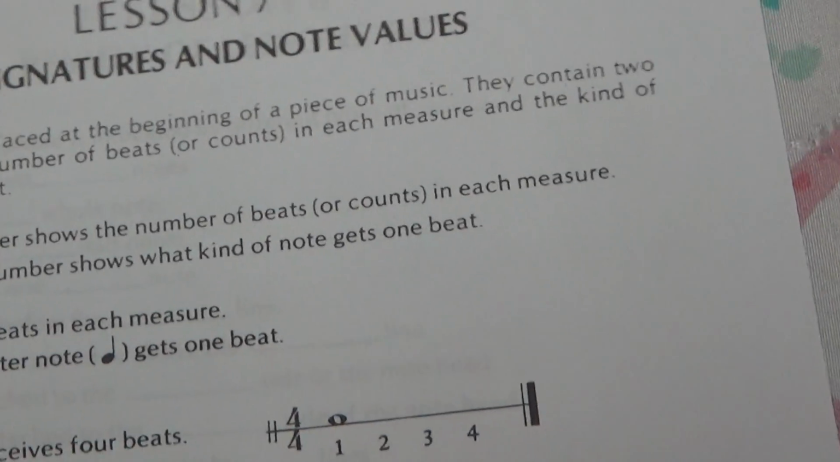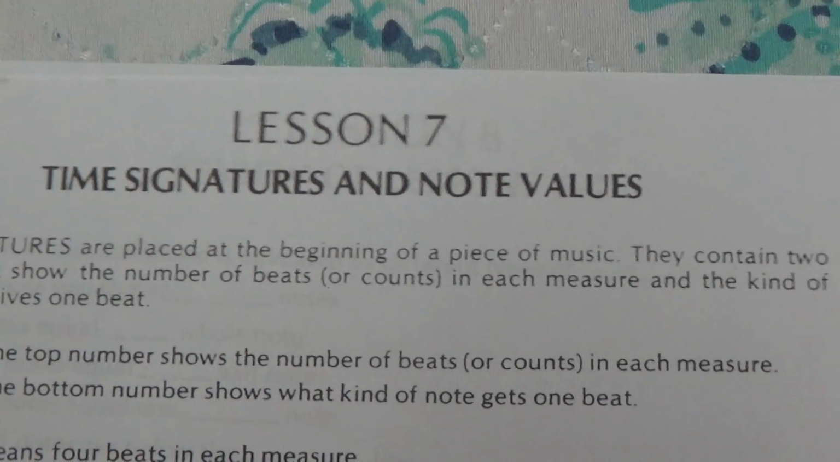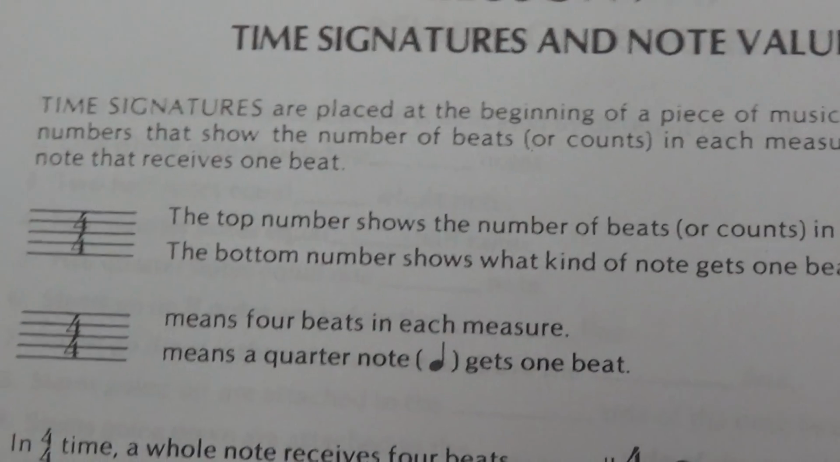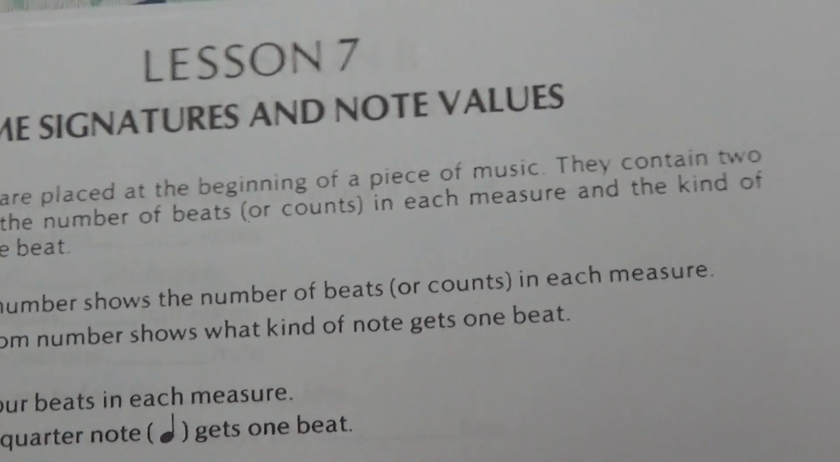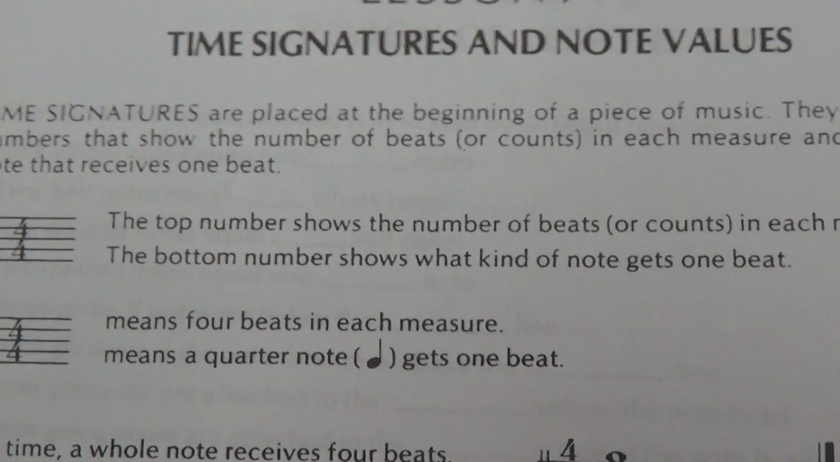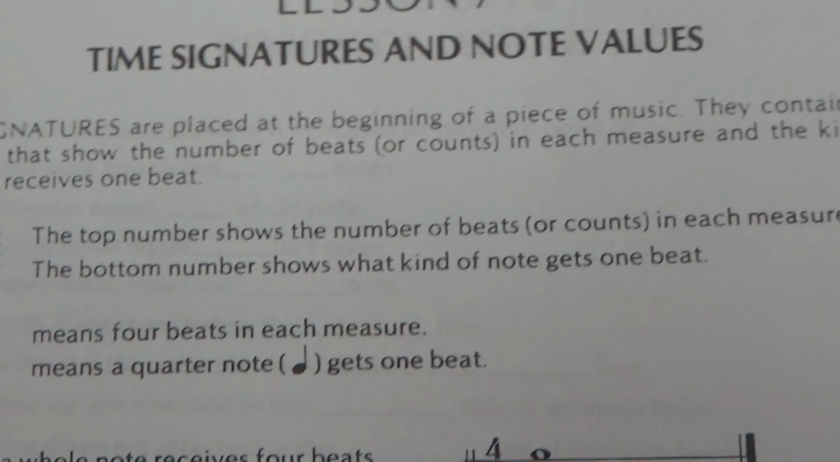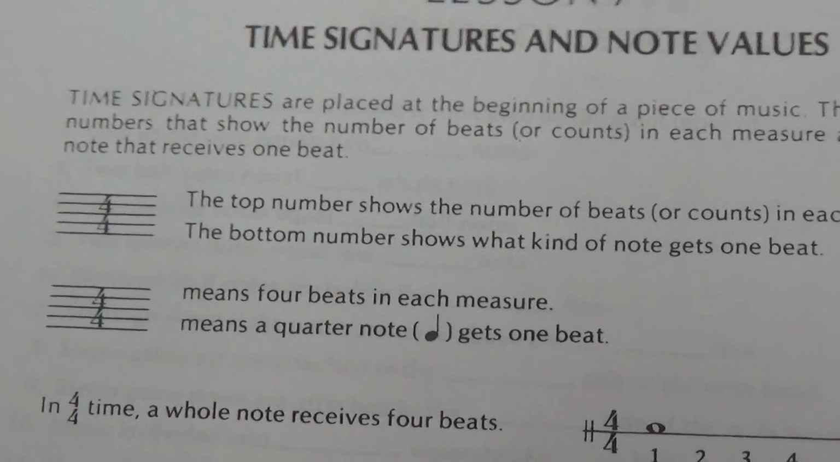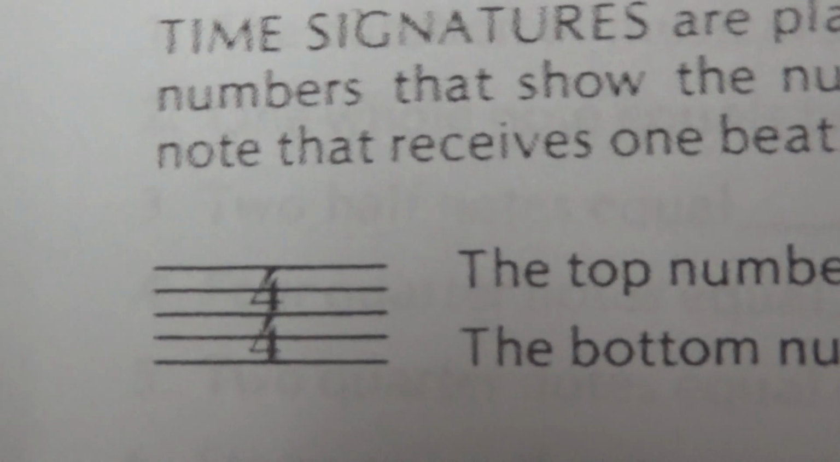Okay, so we're going on. Time signatures and note values. Time signatures are placed at the beginning of a piece of music. They contain 2 numbers that show the number of beats or counts in each measure and the kind of note that receives 1 beat. So if you look here, it looks like a fraction, but it's really not.